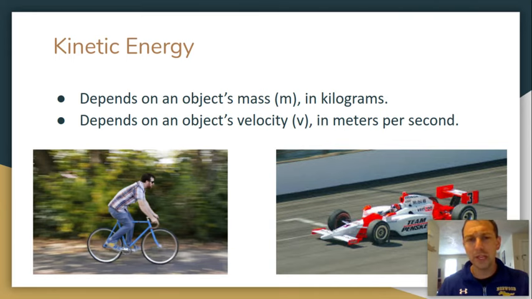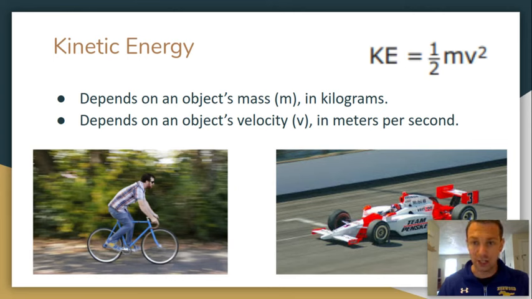But it would also be helpful to have an equation to calculate exactly how much kinetic energy each of these objects have. On your equation sheet is a formula that looks like this. KE equals 1/2 mv squared. The KE stands for kinetic energy. The m stands for mass, and the v stands for velocity.